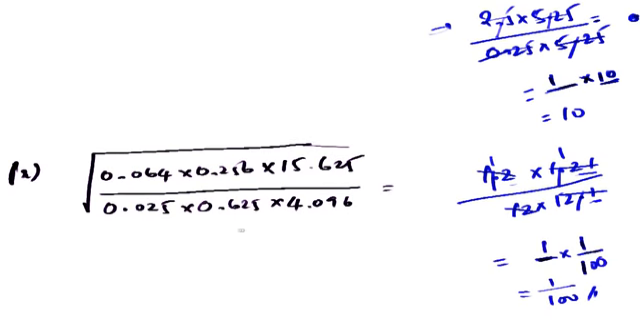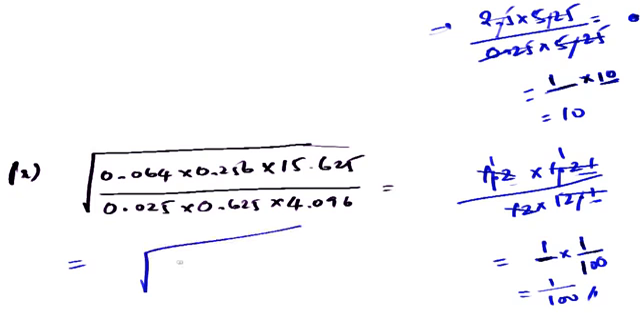This is given as 0.064, 0.256, 15.625 divided by 0.025, 0.625, 4.096. This is how it is given. Try to find out the number of decimal places. Here 3, 3, 6, 3, 9. Here there are 3 decimal places, 3 decimal places, 3 decimal places. So again in the denominator 9 decimal places. In the numerator as well as in the denominator there are 9 decimal places.